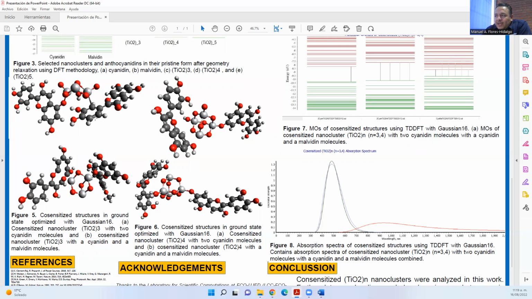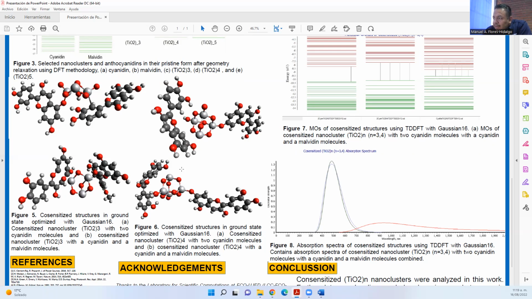Then we replaced the second cyanidin molecule by a malvidin molecule. So we get this in figure 5, the bottom system. We have in the center now the 3-unit titanium dioxide nanocluster surrounded by cyanidin on the left, and malvidin on the right. So this is a system co-sensitized by 2 different molecules.